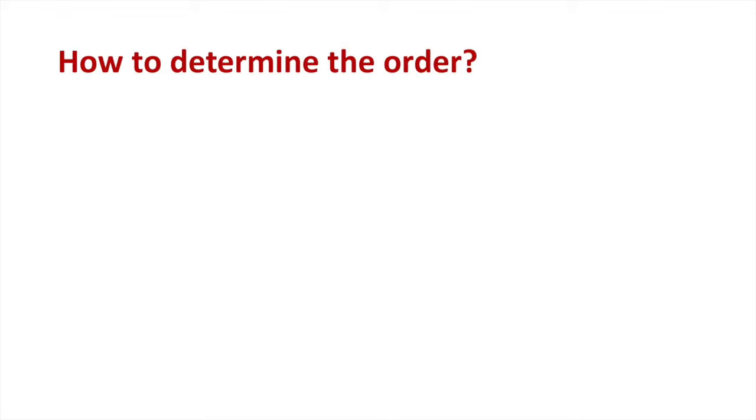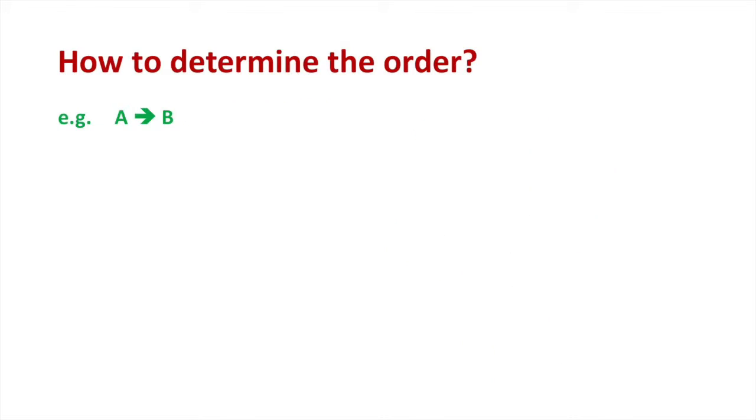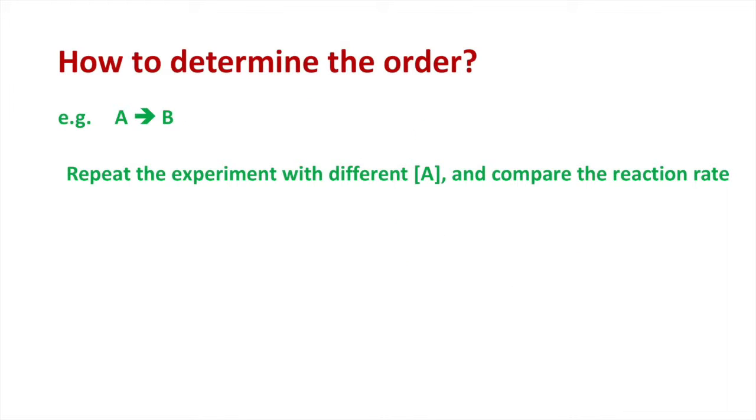Next, how can we determine the reaction's order? We can only do so from experimental data. That means there is no point in deducing the order from the chemical equation. Take this as an example. We repeat the experiment with different concentrations of A and compare their reaction rates like this.